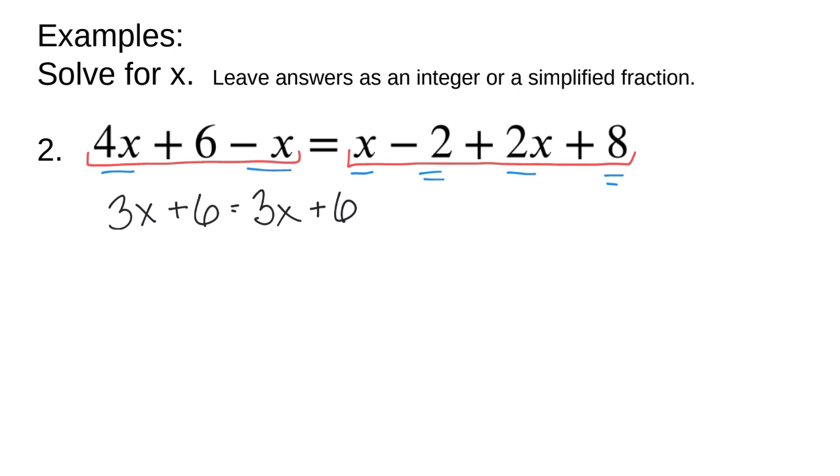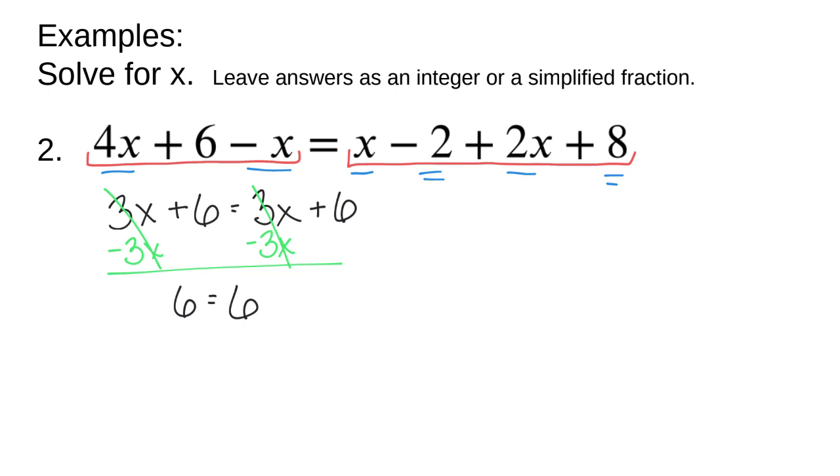Next, we're going to move the variables to one side and the constants to the other. I'm going to start by moving this 3x over here to the other side. Since it's a positive 3x, we would move it by doing minus 3x. Now something weird just happened. Do you see it? 3x minus 3x cancels out, but it also cancels out over here. We are left with 6 on the left and 6 on the right.